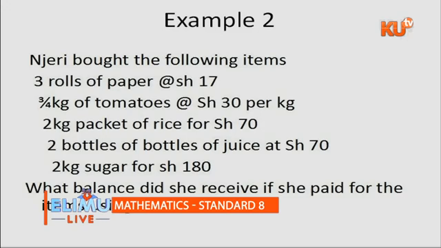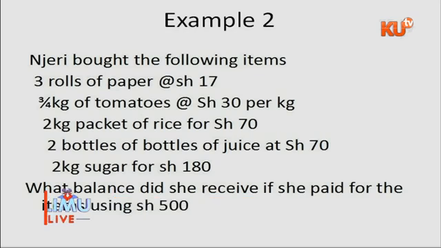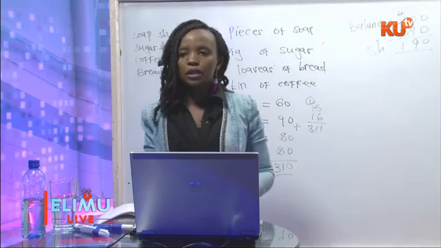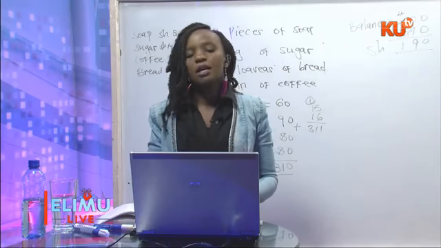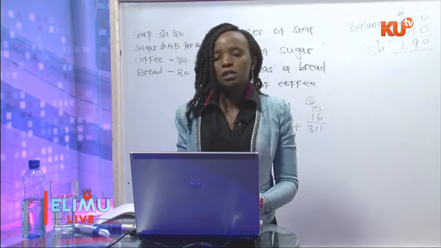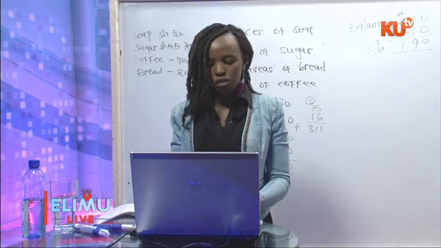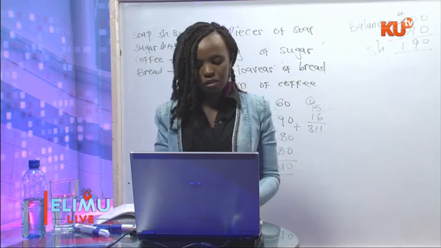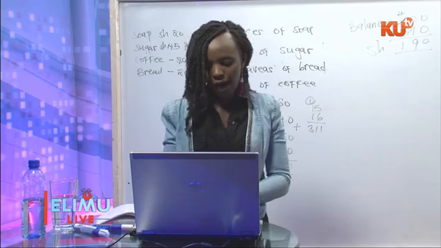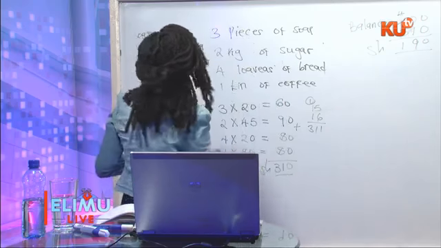So it's the same question. It is similar to the question that you have just done. So the first step is to calculate or to get the total cost of the items. That is to prepare the bill. After you prepare the bill, you get the balance. And to get the balance, you're supposed to take the amount that this person gave the shopkeeper minus the total cost of the items. So let's do that.